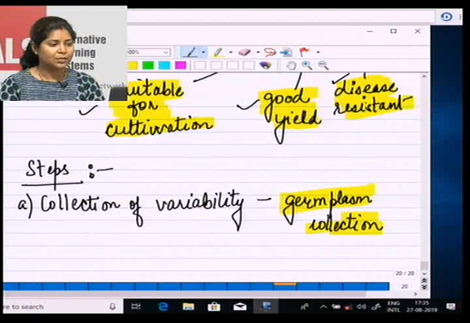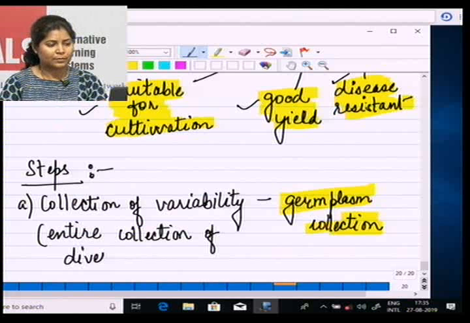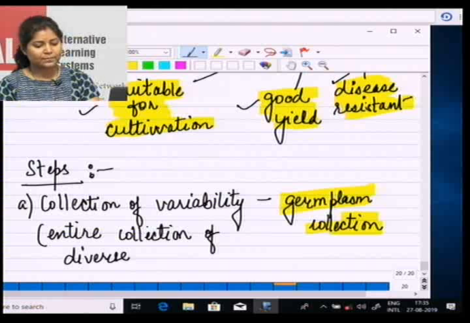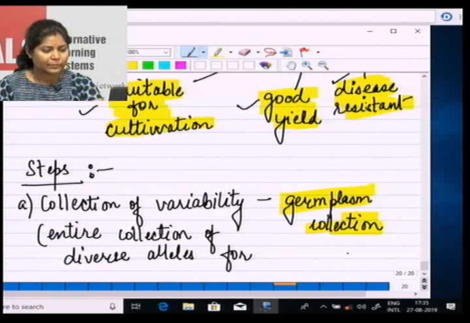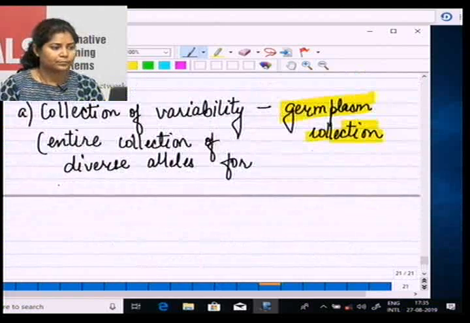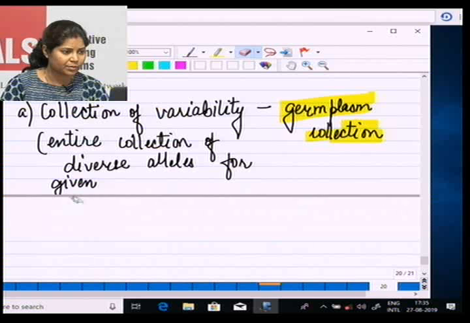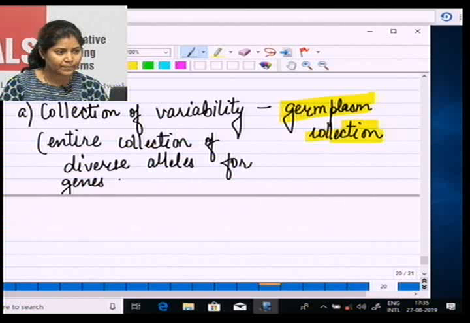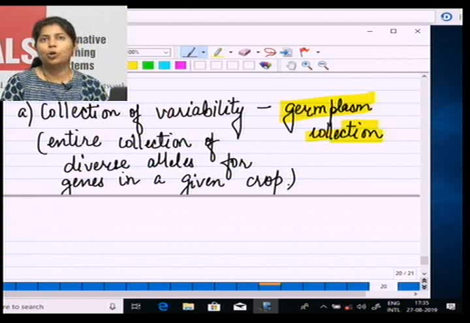Okay. So variability means what? This is the entire collection of diverse alleles for given genes in a given crop. So if you're talking about height, all the alleles of height.